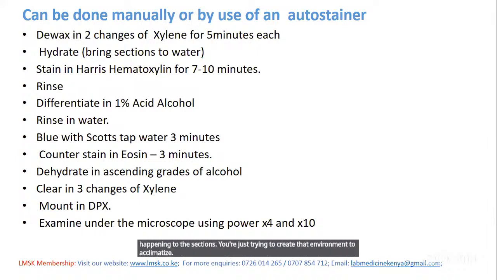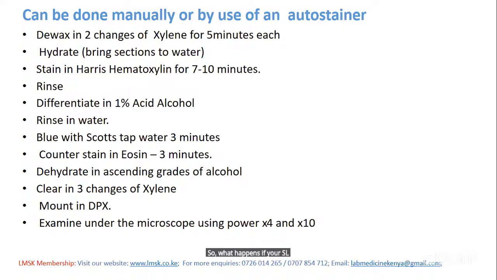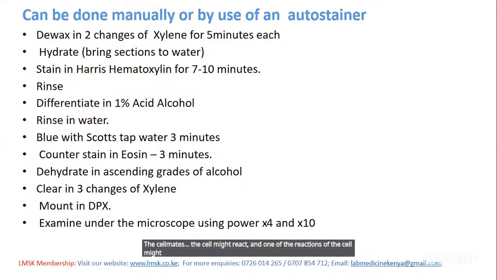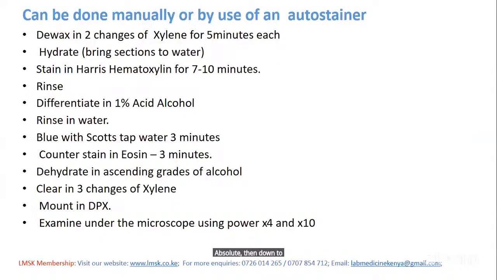So what happens if a cell is brought to water immediately? The cell might react, and one of the reactions might be a bulging nucleus, which will have an impact on the nucleus-cytoplasm ratio. So that's why we bring sections to water, and we do it using descending grades of alcohol. We start from absolute; remember, absolute is miscible with xylene. Absolute, then down to 70, then to 50, then to water, and then you stain in Harris hematoxylin.